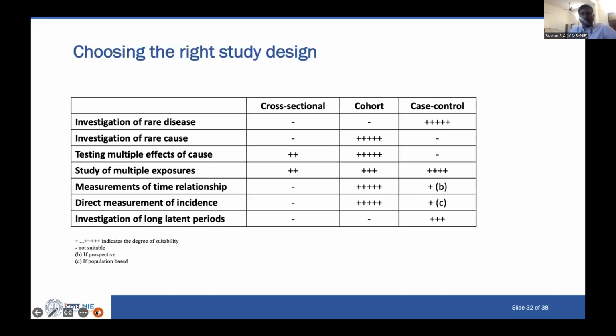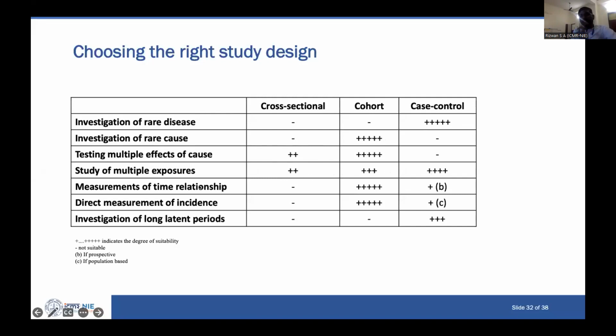This is a table which I will leave with you to understand how different study designs are suitable for different types of research questions. A minus here means not suitable, plus means suitable, more plus signs mean more suitable, and there are some conditions as well. If you are investigating a rare disease, then you have to choose a case control study. If you are going to investigate a rare cause, then you have to go for a cohort study. If you are going to test multiple effects of a cause, you can go for either a cross-sectional or a cohort study. If you are going to look for multiple exposures, you can do one of these three.